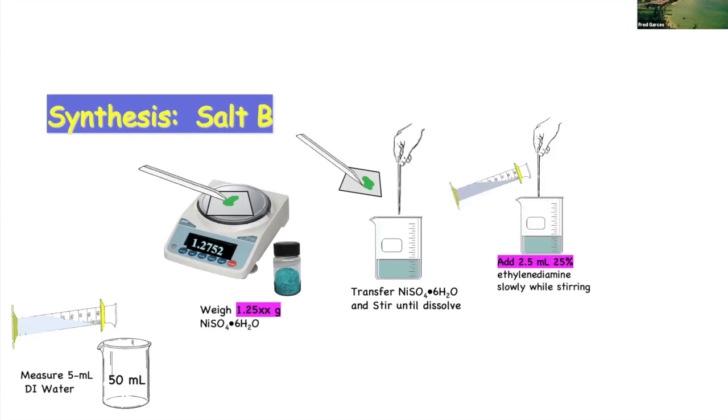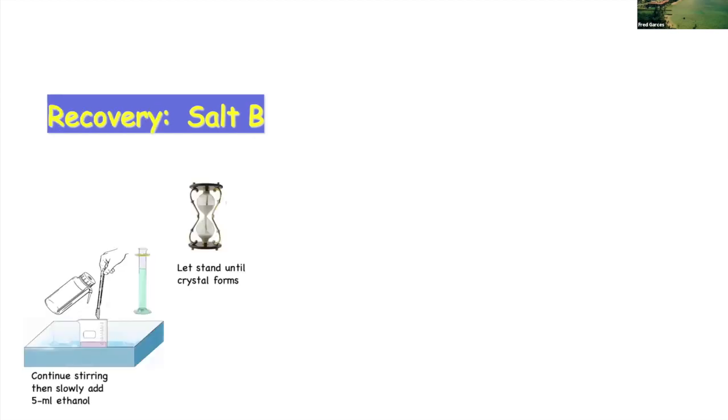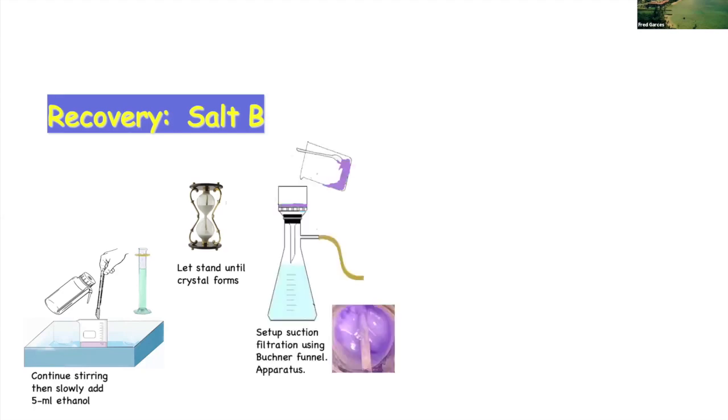I add, in this particular case, 2.5 mils of 25% ethylene diamine. More ethylene diamine in the second reaction. And then I stir, and then I let it sit in the ice bath. I wait until it crystallizes, set up my vacuum filtration, and this is what the product looks like when it finally forms my precipitate.